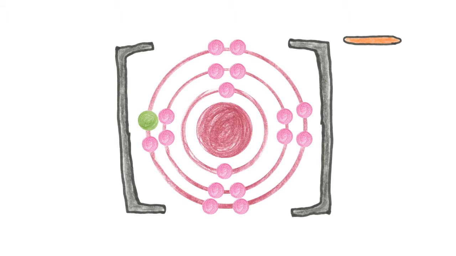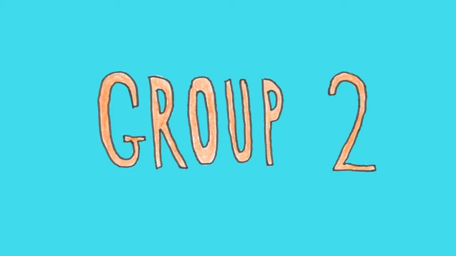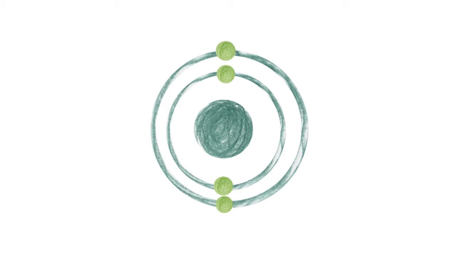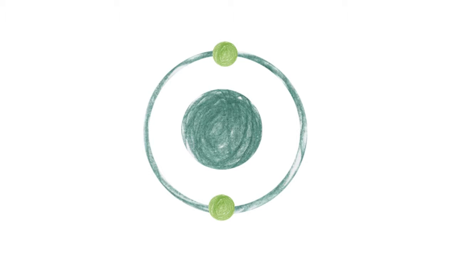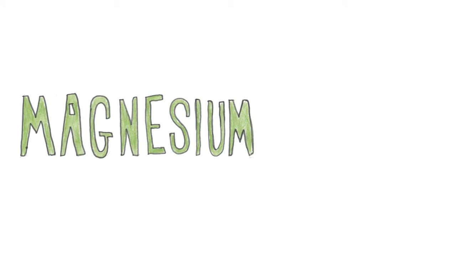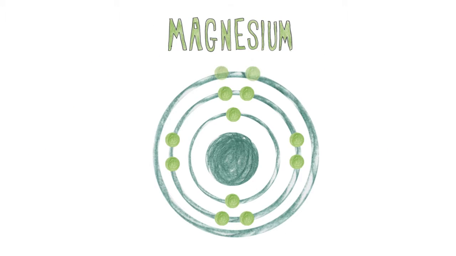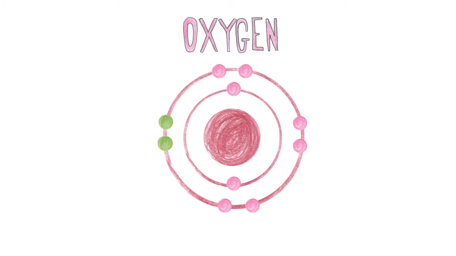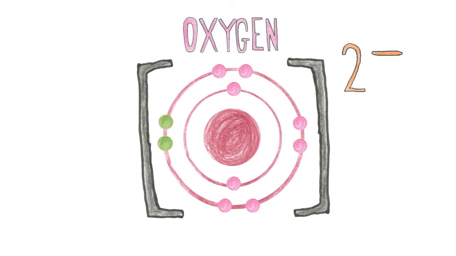Sometimes atoms may lose or gain more than one electron. For example, elements in group 2 of the periodic table have 2 electrons in their outer shell, meaning they will need to lose both of these electrons to achieve a full outer shell, and so they become 2+ ions. For example, when magnesium bonds with oxygen to form magnesium oxide, magnesium loses 2 electrons, becoming a 2+ ion, and oxygen gains 2 electrons, becoming a 2- ion.